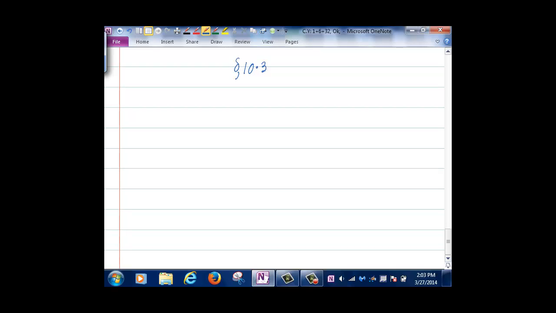Section 10.3 is on, some of you might have seen this before, but so far you have only used rectangular coordinates, right? Whenever you talked about coordinate systems, you used rectangular coordinates. This section is about what we call polar coordinates.